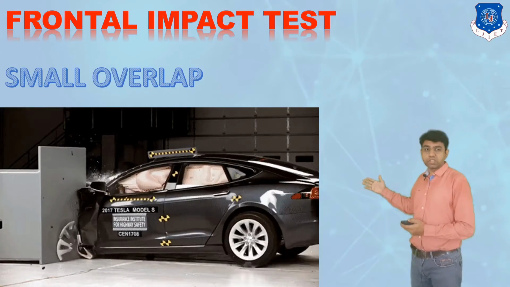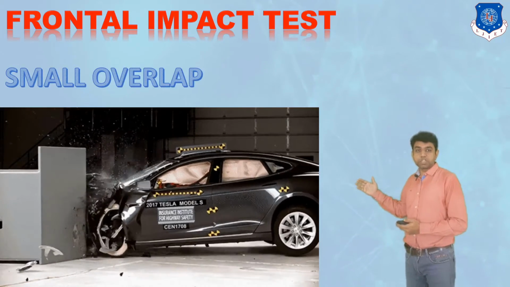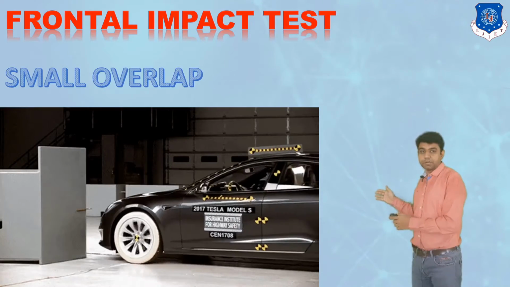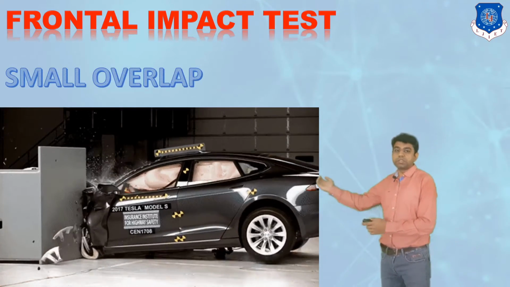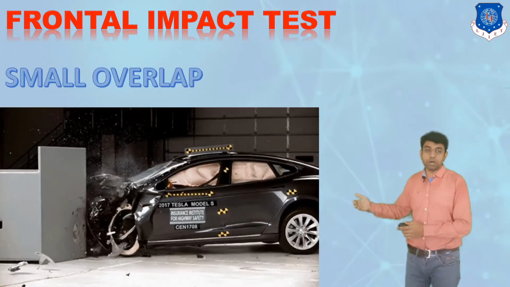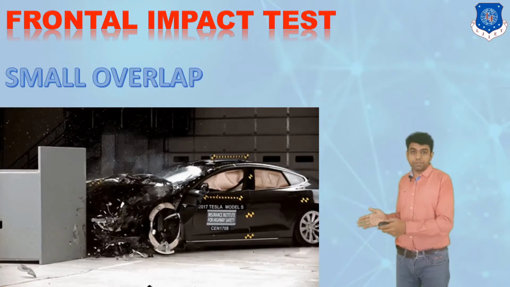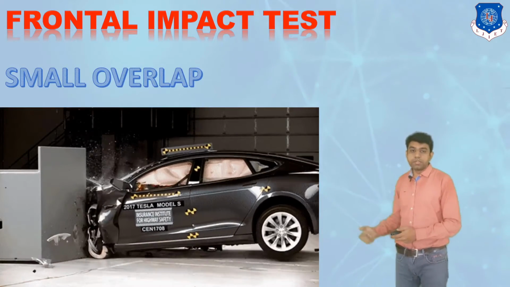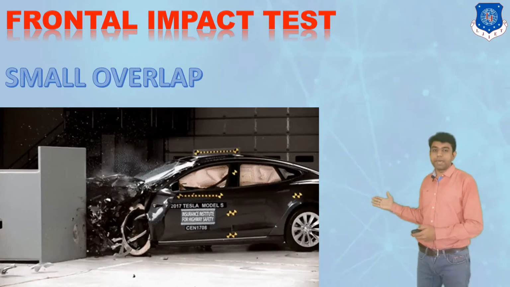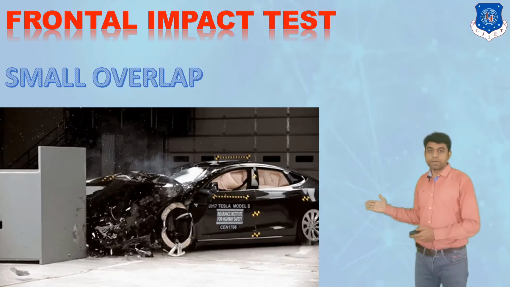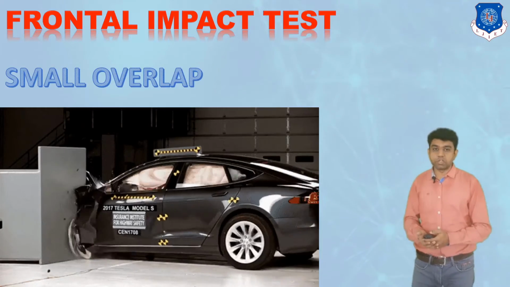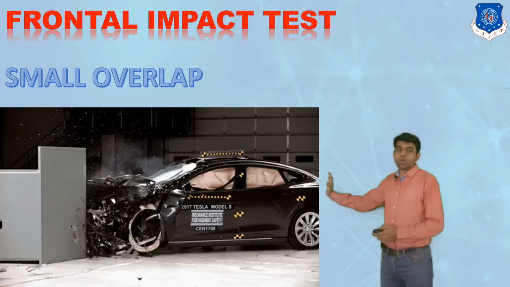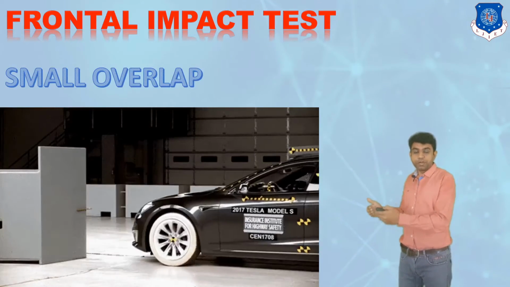Let us discuss this small overlap. In this small overlap test, apart from the driver's side, the next side of the vehicle is allowed to collide with some destructive object, maybe a pole or a wall. Some part of the front region is allowed to collide with the wall or the pole. The desired speed of the vehicle is kept at 56 km/h, or 35 miles per hour, which is the same thing. At that speed, the vehicle is allowed to collide at a particular small frontal region.